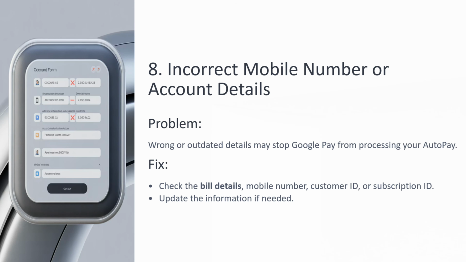Eighth problem is incorrect mobile number or account details. Wrong or outdated details may stop Google Pay from processing your autopay. The fix is check the bill details, mobile number, customer ID, or subscription ID. Update the information if needed.